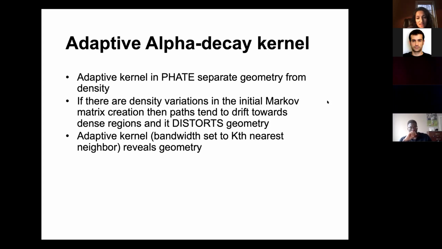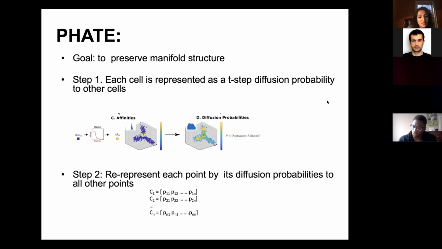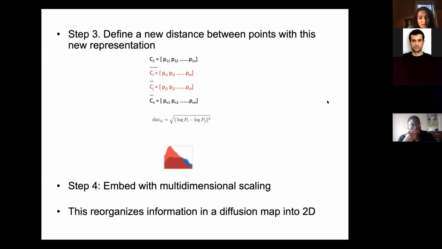FATE uses it as a basis for diffusion. And when you use it as a basis for diffusion, you're using it as a scaffold to figure out diffusion distances. And you don't want your diffusion distances to be dominated by dense regions, which is why it uses an adaptive density. So the reasons for using them and how it uses them are very different. So you re-represent each point by your t-step diffusion probabilities to all other points.